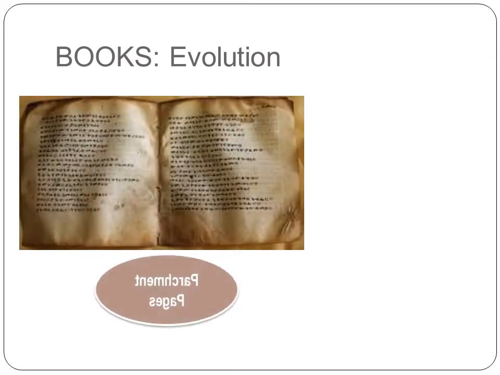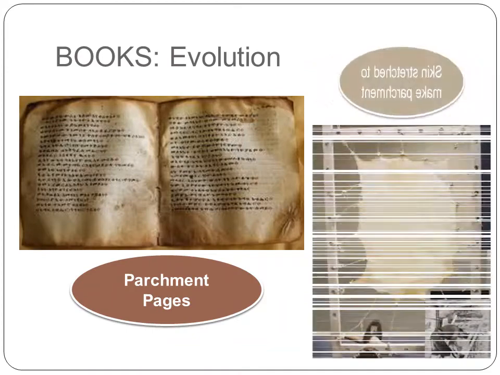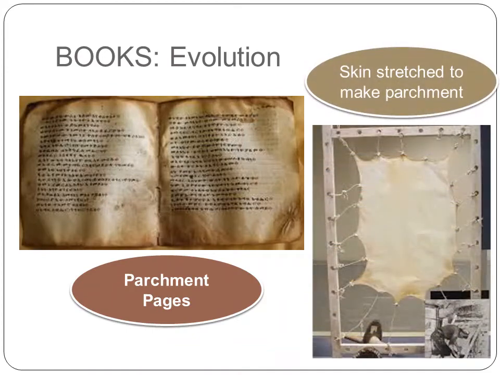Now next we will be studying the evolution of books, that is, how books changed their form. At the beginning of the 15th century, the pages of expensive books were made from parchment. What is parchment? Parchment is a very thin calf, sheep or goat skin. In the first picture you can see the parchment pages, and in the second picture you can see the skin stretched to make the parchment.